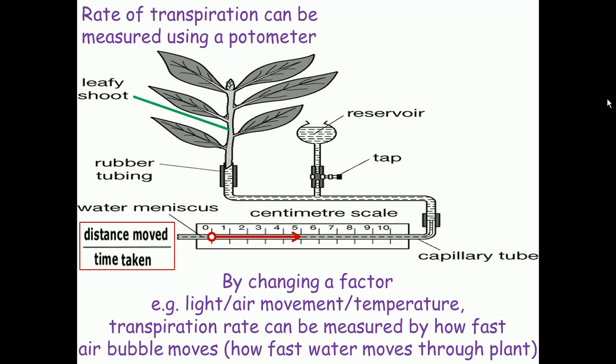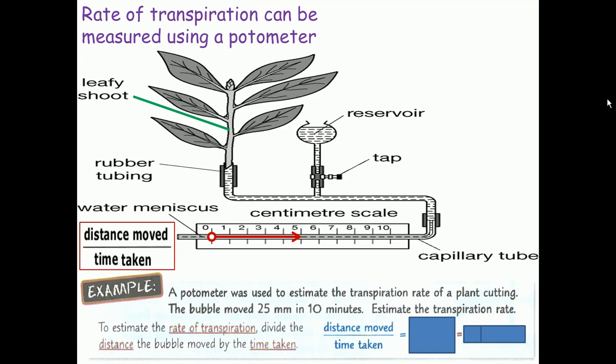And you can measure how fast the air bubble moves by using the equation distance moved divided by the time it takes. So in an example here, a potometer was used to estimate the transpiration rate of a plant cutting. The bubble moved 25 millimeters in 10 minutes. Estimate the transpiration rate. So the distance was 25 millimeters and the time taken was 10 minutes. So it's 25 divided by 10, which equals 2.5. And then for the unit, because the distance was millimeters and the time was in minutes, it's millimeters per minute.